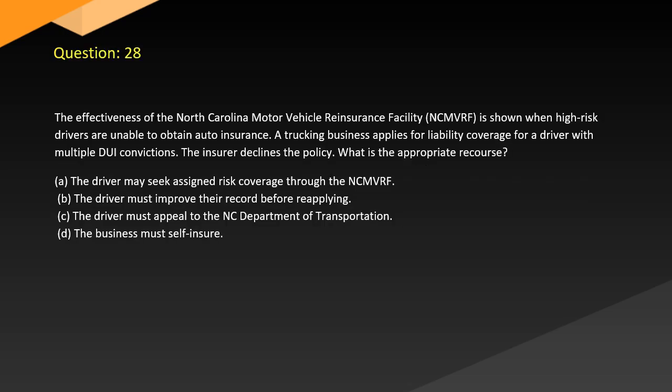Question 28. The effectiveness of the North Carolina Motor Vehicle Reinsurance Facility is shown when high-risk drivers are unable to obtain auto insurance. A trucking business applies for liability coverage for a driver with multiple DUI convictions. The insurer declines the policy. What is the appropriate recourse? A. The driver may seek assigned risk coverage through NCRF. B. The driver must improve their record before reapplying. C. The driver must appeal to the NC Department of Transportation. D. The business must self-insure.